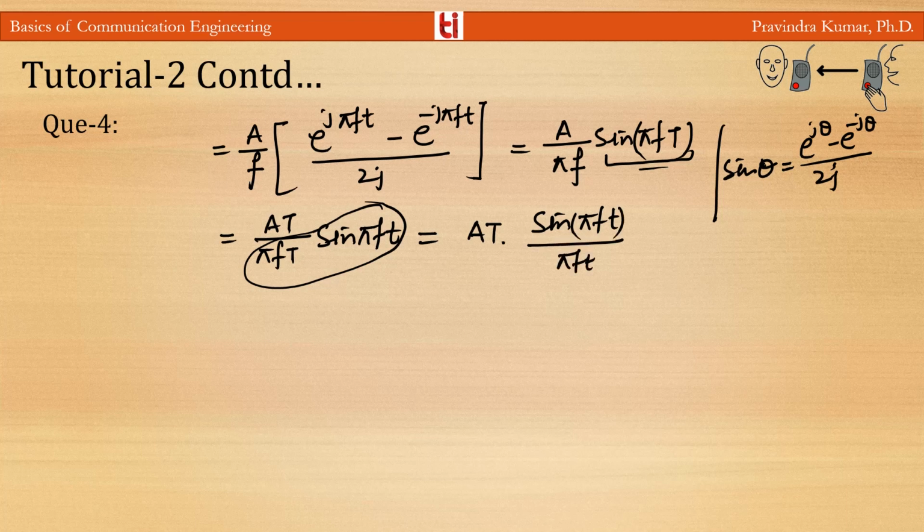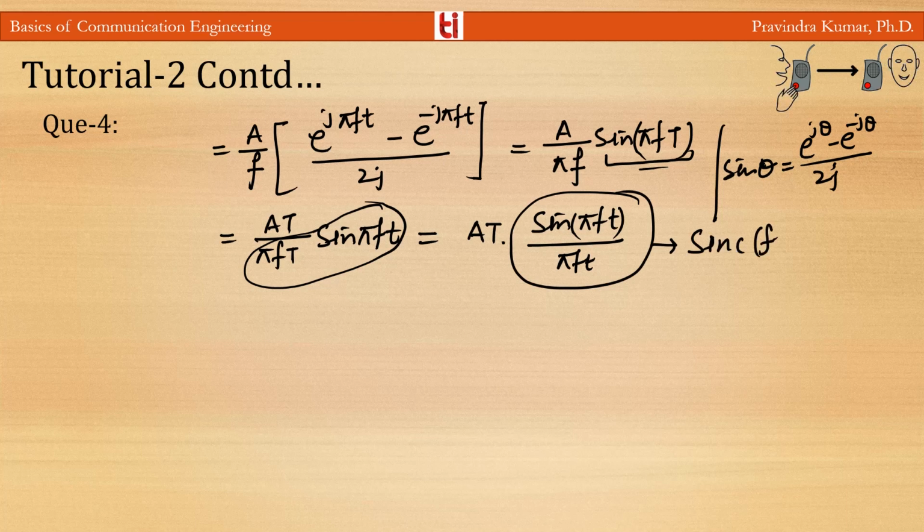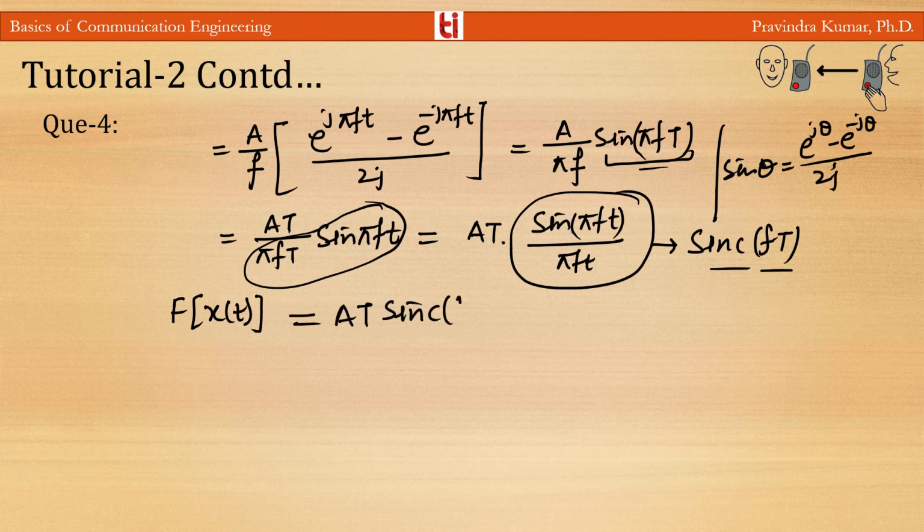So this is known as sinc function, sinc(fT). It will be sin(pi f T) by pi f T. So this is the sinc function, A T sinc(fT). So you can see the Fourier transform of the rectangular signal x(t) will be A T sinc(fT).